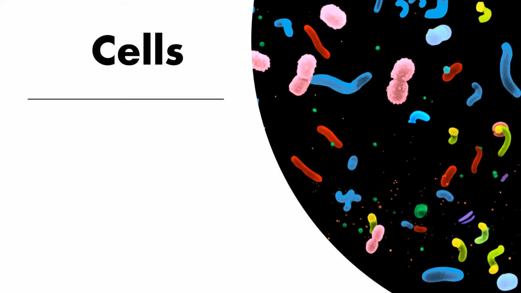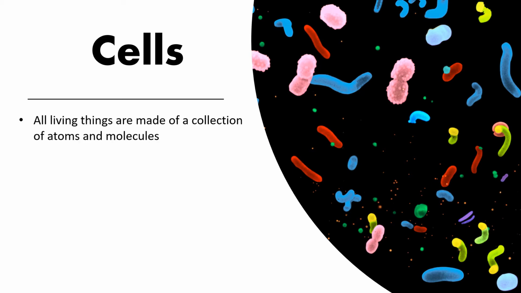So let's talk a little bit more about what cells are. Cells are going to be made out of a collection of atoms and molecules. So all those things that we talked about in the chemistry lecture, and also the biological molecules, that's what cells are made out of. So if you go down to the smallest unit of a cell, you're going to get to an atom.